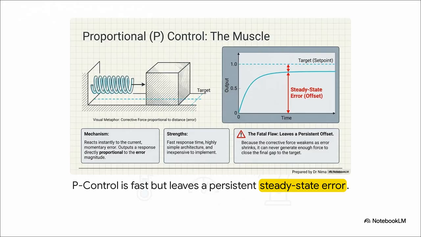Now, the crucial point here is that while P control is incredibly fast, simple, and super cheap to implement, kind of like pulling a block attached to a spring, it has a fatal flaw. As the error shrinks and you get closer to the target, that proportional force weakens. Eventually, the pushing force gets so weak that it literally can't overcome basic system friction. It just stops, leaving a persistent gap. In the engineering world, we call this a steady state error.